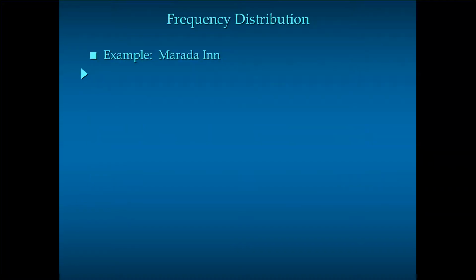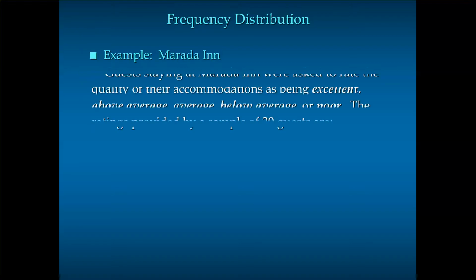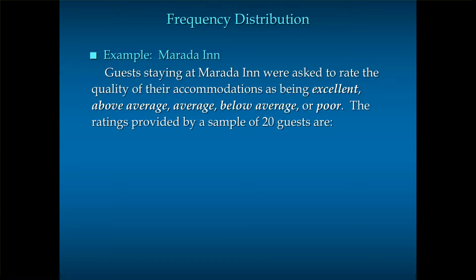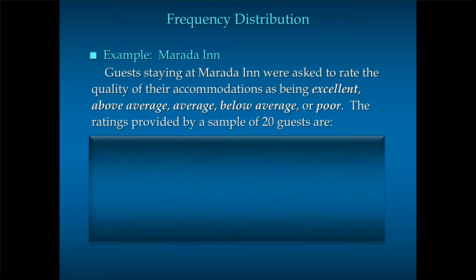So now we will use an example to show what the frequency distribution looks like. This example is related to the Miranda Inn. Guests staying at Miranda Inn were asked to rate the quality of their accommodation as being excellent, above average, average, below average, or poor. The ratings provided by the sample of 20 guests are... So here is the data set.